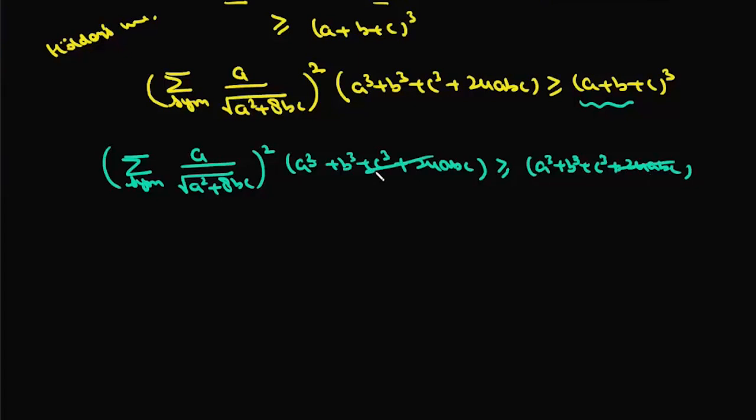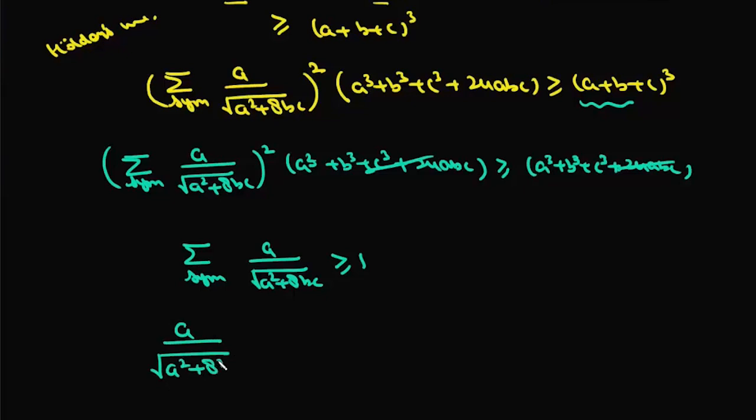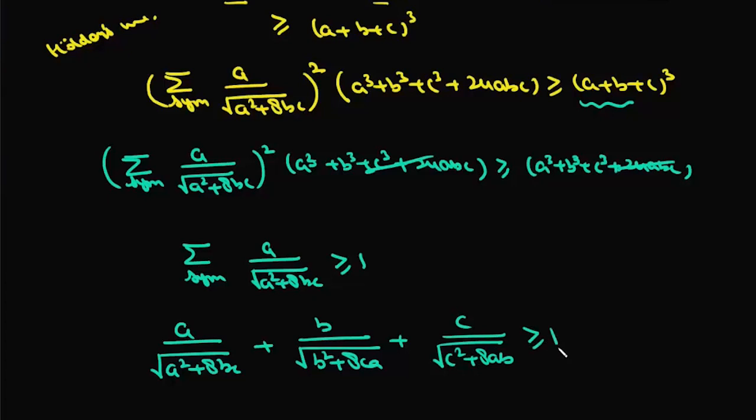Now this 24abc part will cancel. So from here we can write this symmetric sum of a upon under root of a square plus 8bc is greater than or equal to 1, or we can write a upon under root of a square plus 8bc plus b upon under root of b square plus 8ca plus c upon under root of c square plus 8ab is greater than or equal to 1, which is what we need to prove in this question.